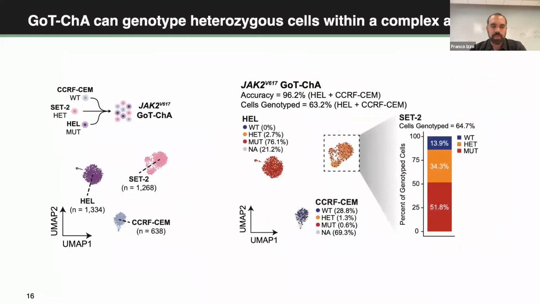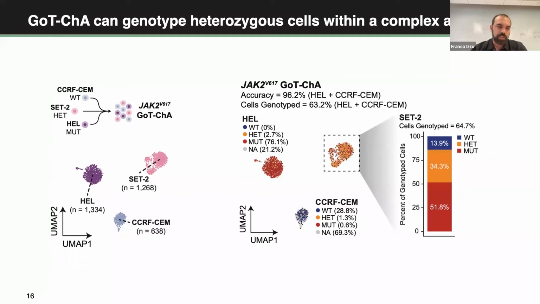To address directly the heterozygous calls issue, we performed another cell mixing experiment, this time using three different cell lines. One that is homozygous mutant, another that is homozygous wild type, and a third cell line that is heterozygous for the JAK2 mutation.